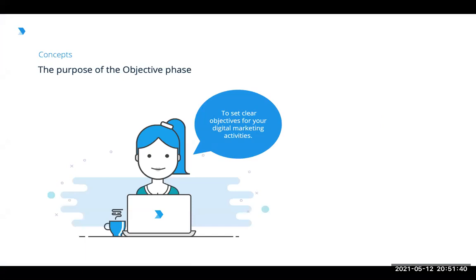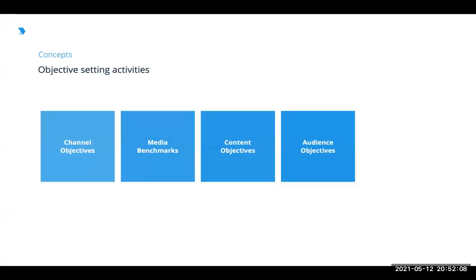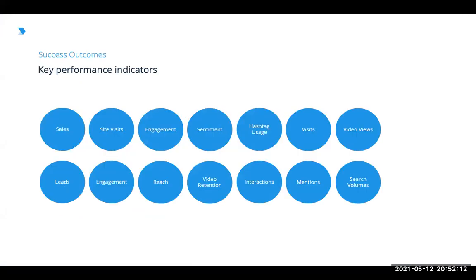All right, this part is important. Please remember that your objectives have to be SMART. Does anybody remember what SMART means? Specific, measurable, attainable, and time bound. Yes, thank you very much. Very, very critical, very key when you're setting up your objectives, channel objectives, media benchmarks, content. We're going to get into that.